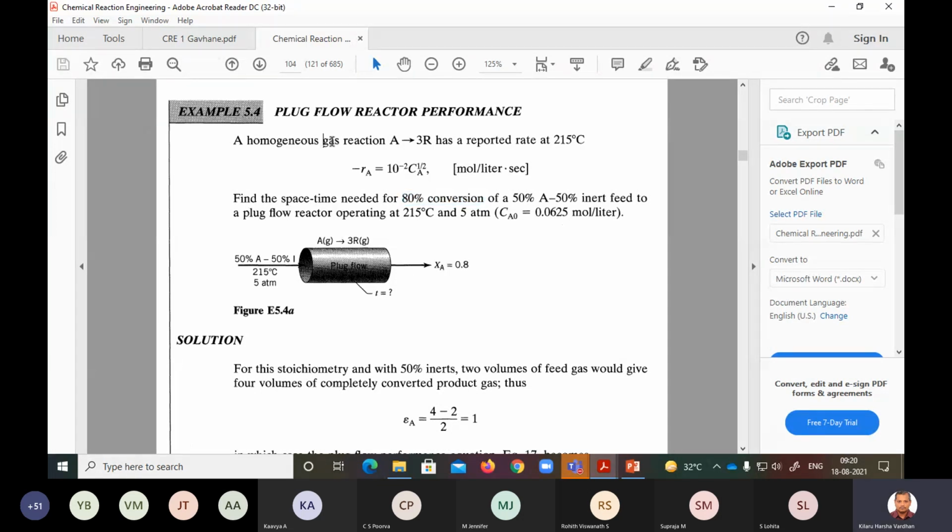So you know it is a gas phase reaction. A is giving you 3R. So that itself, you know that you should keep expansion factor, and it is giving you gas phase also. Yeah, please try doing that. Take the plug flow equation and then do it.